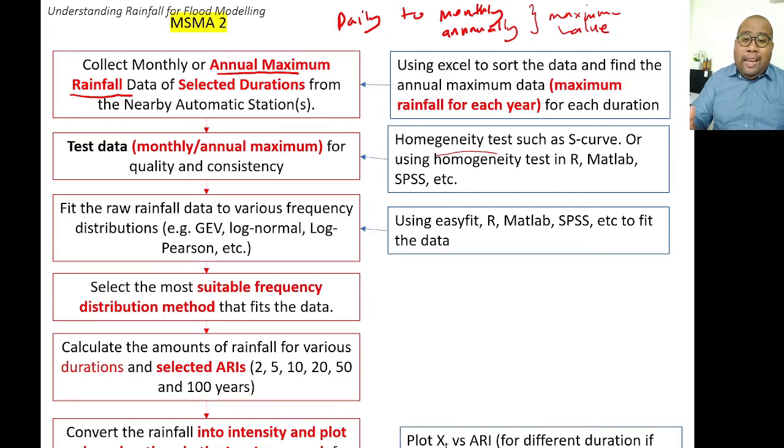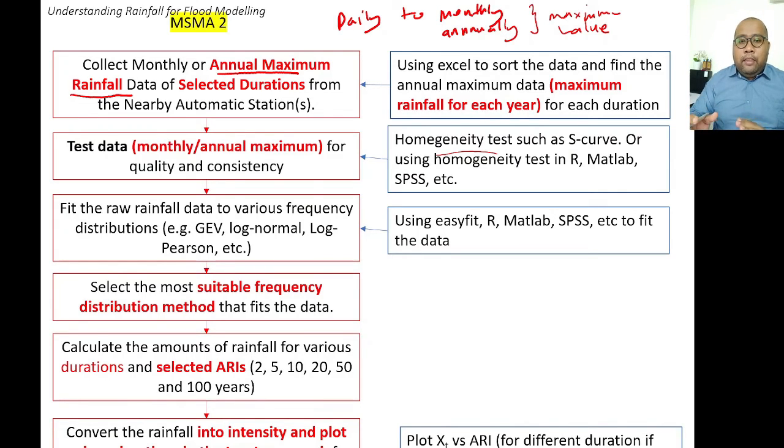You can test by using the S-curve. For hydrology, if you work with JPS, normally they like you to test using the S-curve, to see which year has a sudden error. But for research purposes, you can use other homogeneity tests in R, MATLAB, or SPSS. That's how we test whether the data is suitable to use, that it is homogenized data that we can use for the next stage. If the data is not homogenized, bear in mind that you need to recheck the data, because there may be data issues, maybe the data is corrupt.